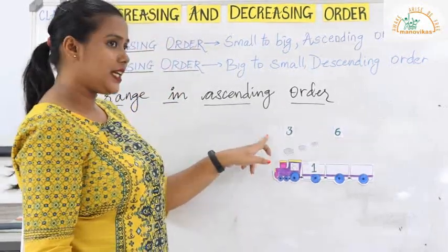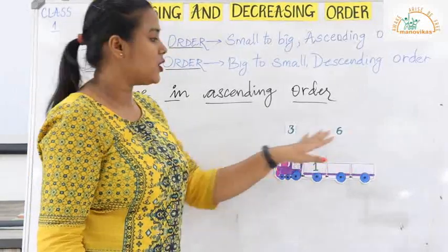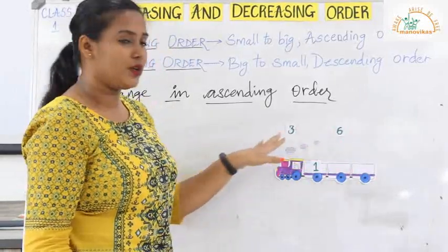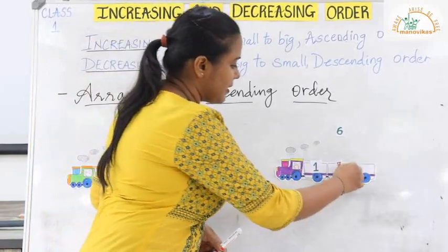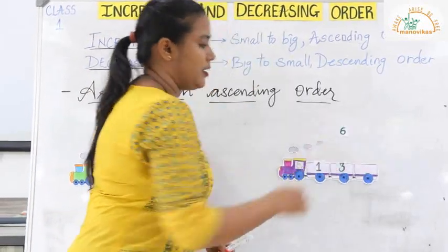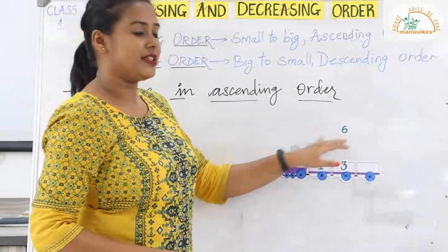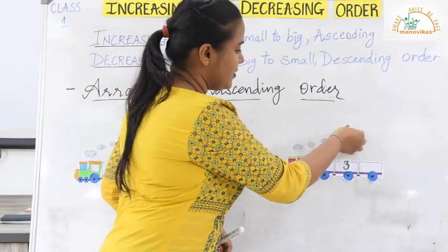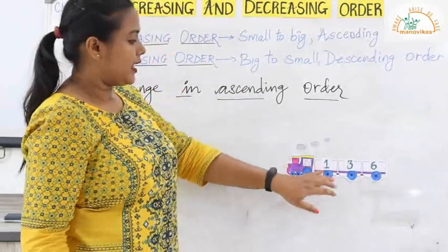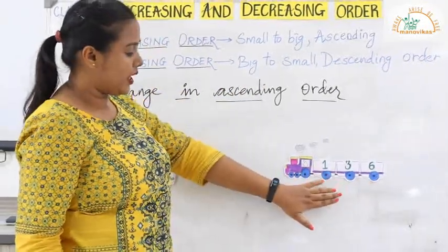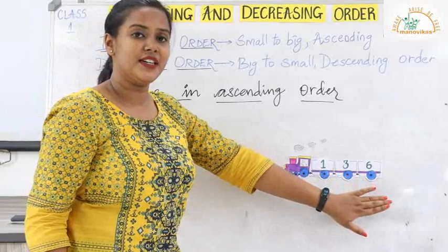Then we have number 3 and number 6. So the smallest number among these two numbers is number 3. And then finally we have this number 6. So here you can see in ascending order number 1, number 3 and number 6.